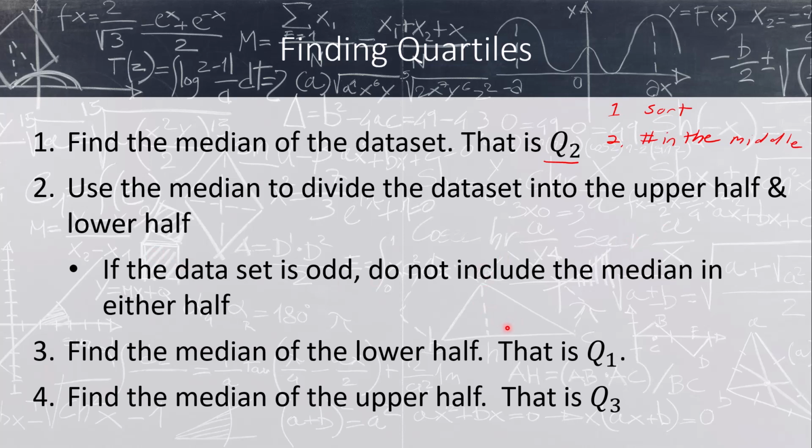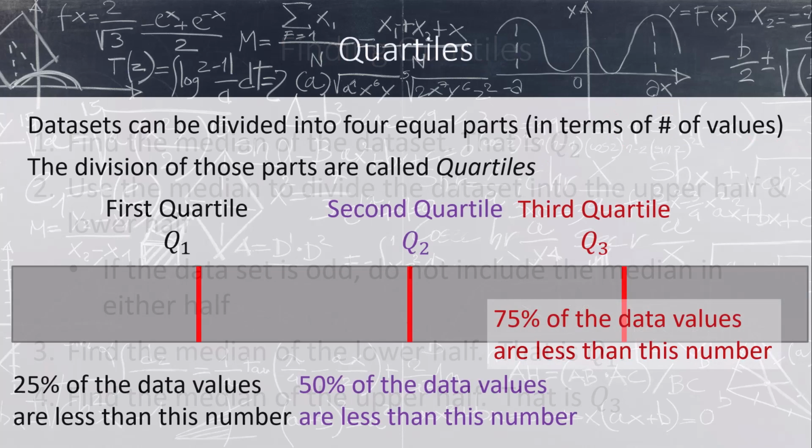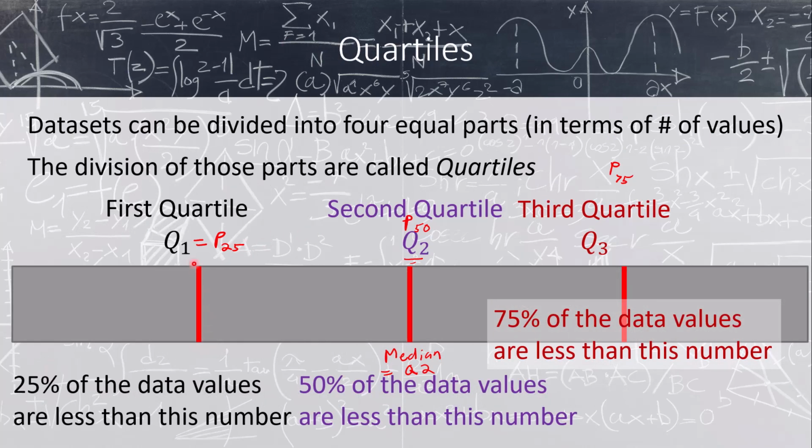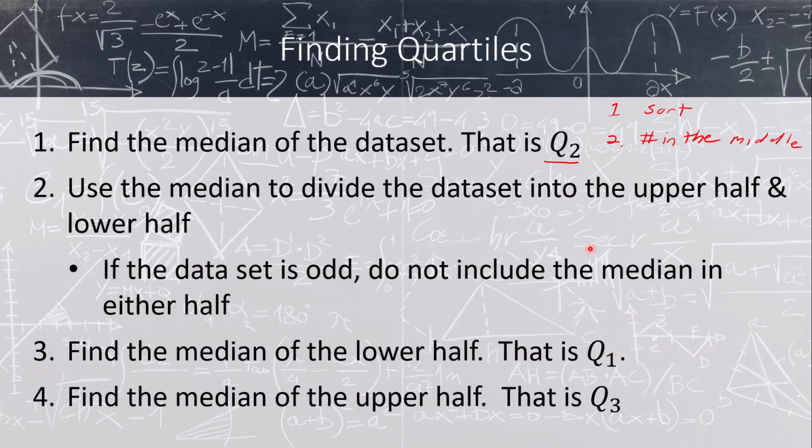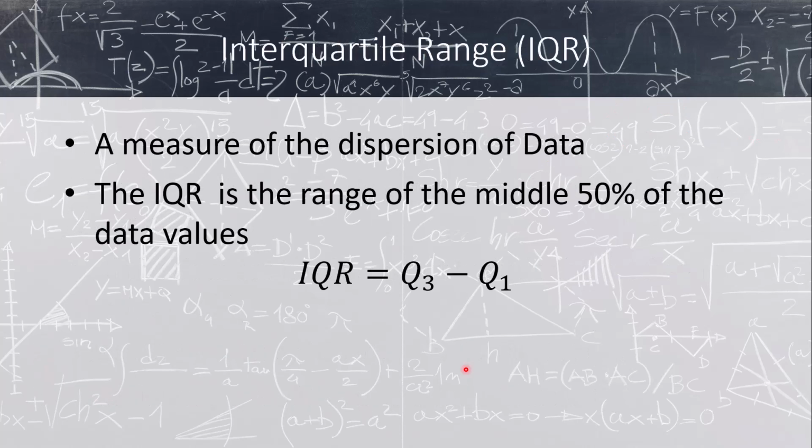Once you've done that, then just go ahead, find the median of the lower half. That's Q1. And then next, find the median of the upper half. That is Q3. That's all there is to it. It is that straightforward. And even if it weren't, it's not a problem. Your calculator can do it for you anyways.